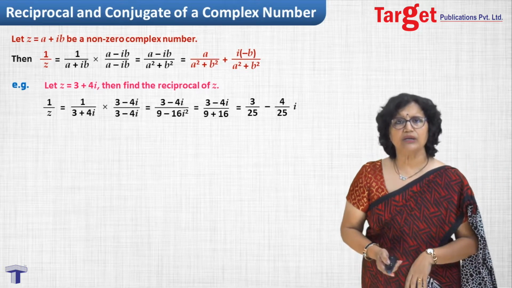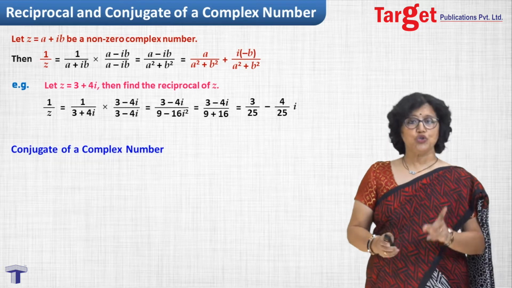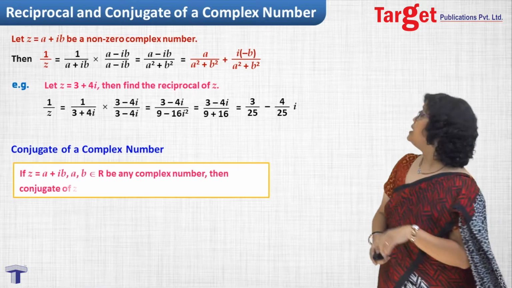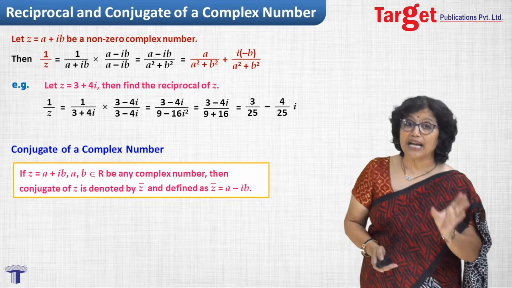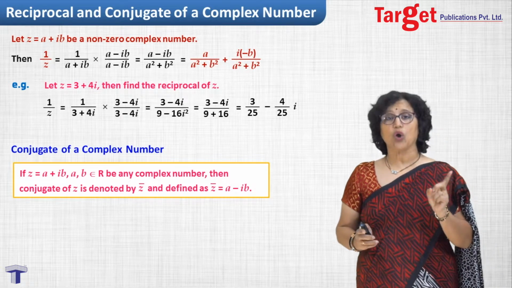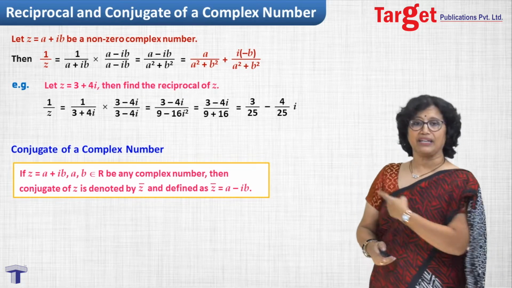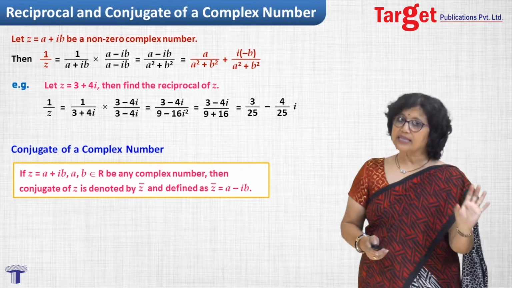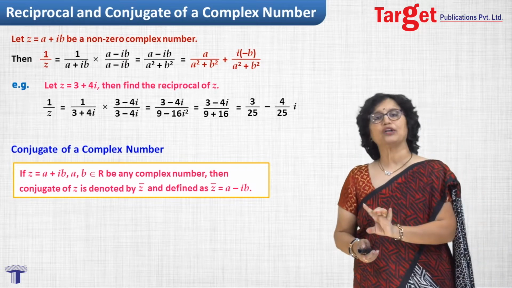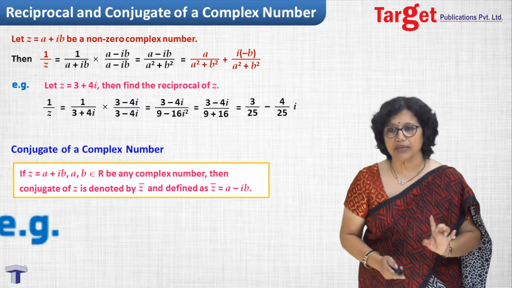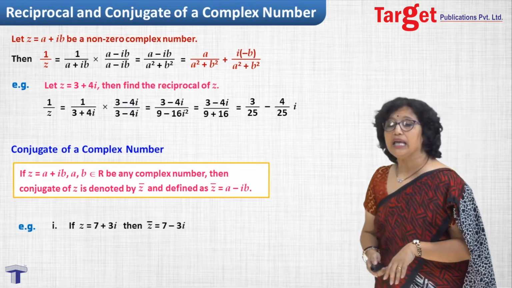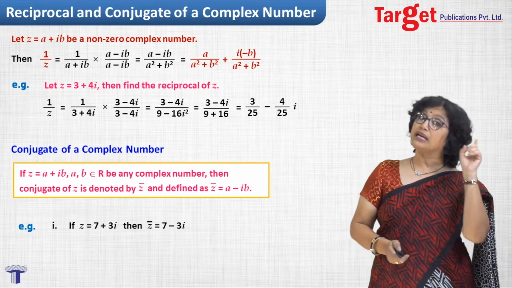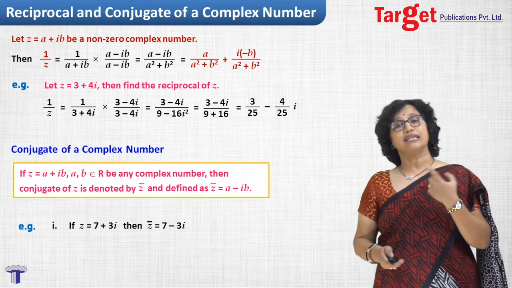Now let us proceed to what we mean by the conjugate of a complex number. If z is a plus ib, a complex number, then z bar, which is the notation for conjugate, is written as a minus ib. So if z is a plus ib, then the corresponding conjugate of that complex number is a minus ib. For example, suppose z equals 7 plus 3i, then the corresponding z bar would be 7 minus 3i.